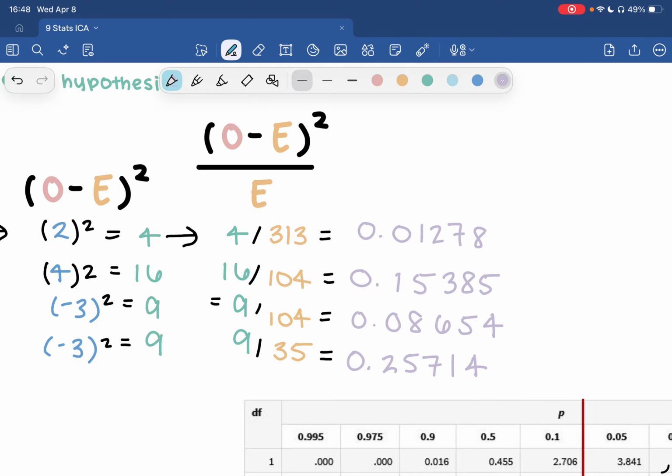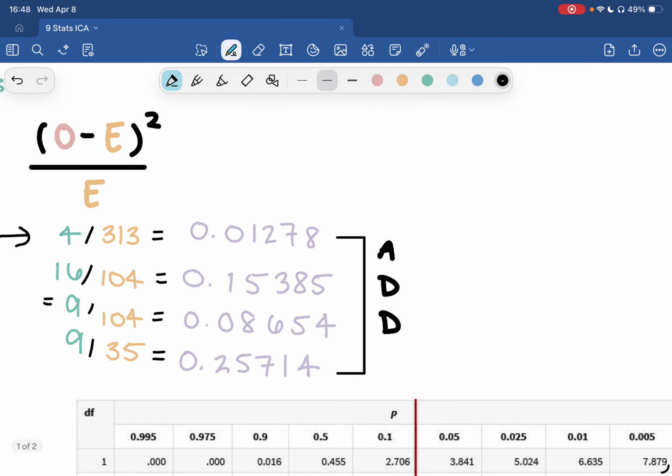Okay. And then your final step is to add up all the values together. So all of these values here in purple that I got, you'll add them up to get your final value, which comes out to be 0.51031. And don't forget that this is the number that you use for the p-value chart.